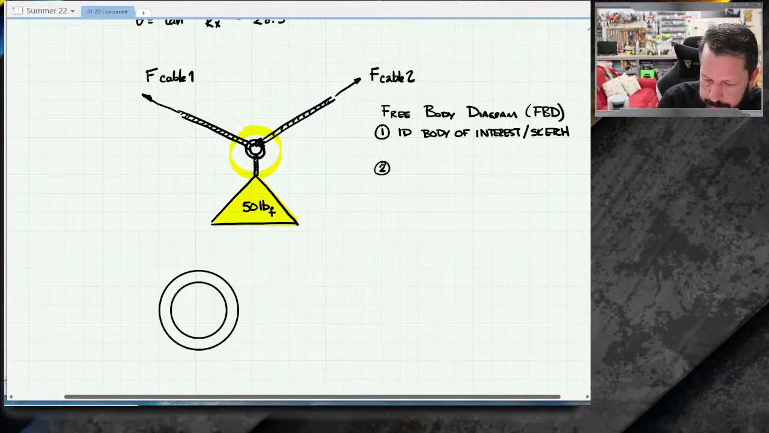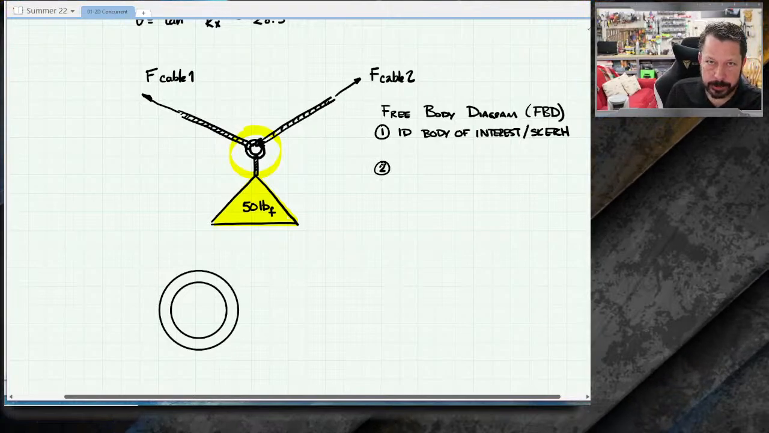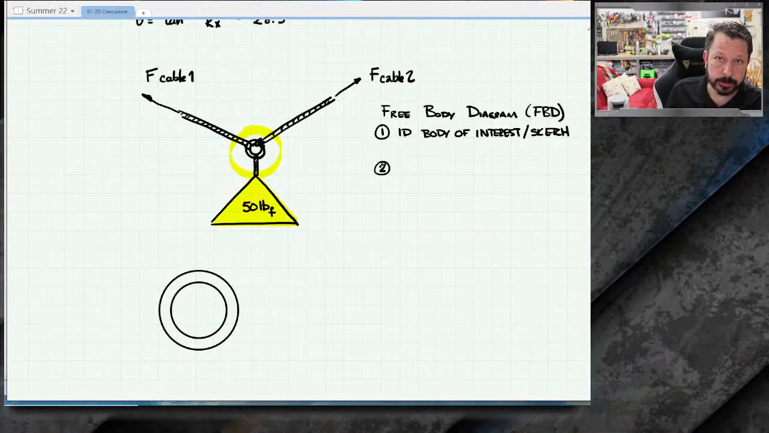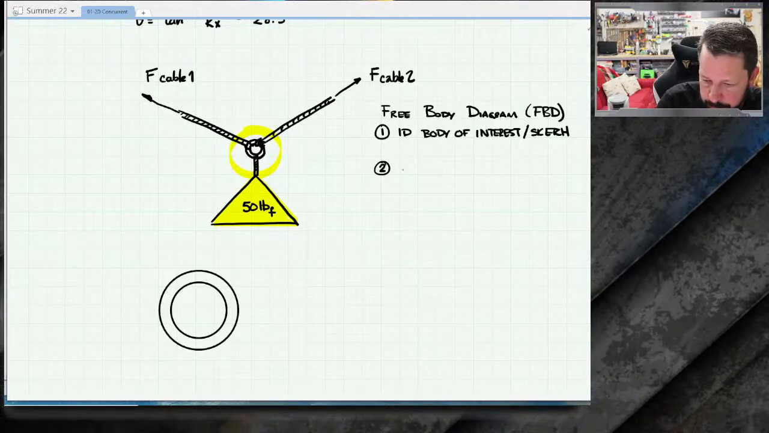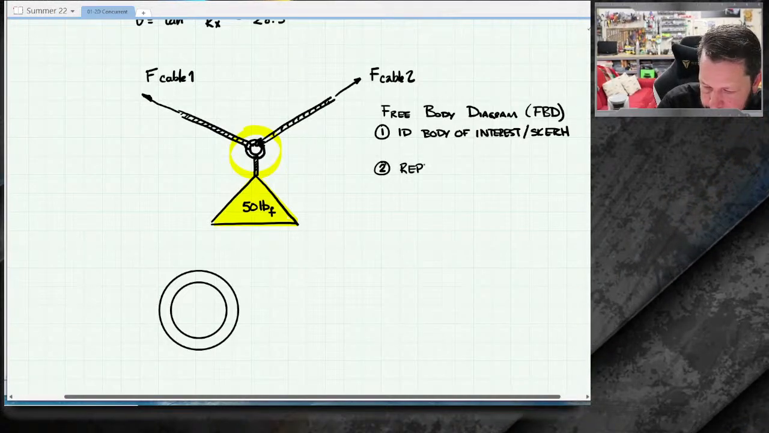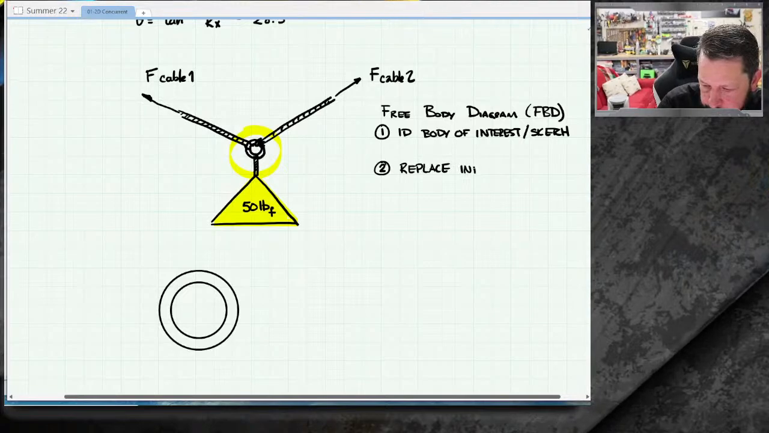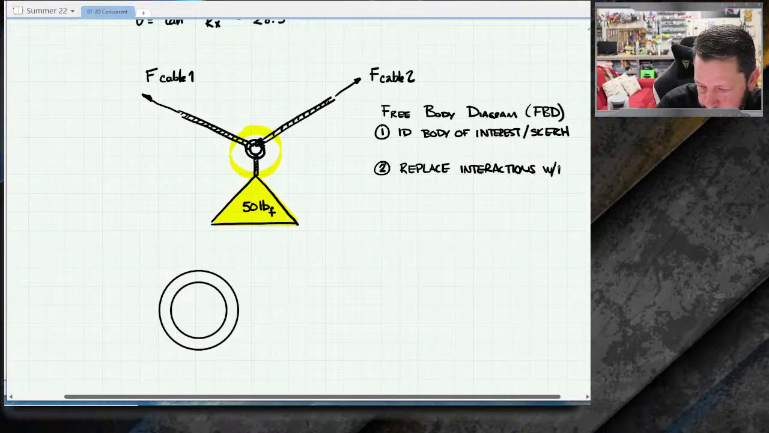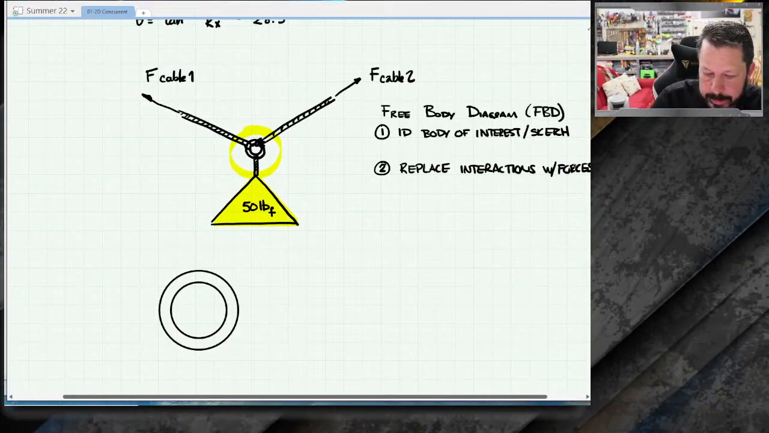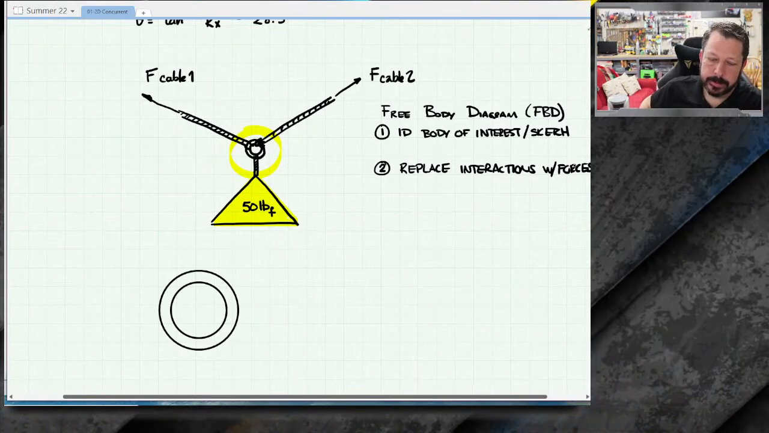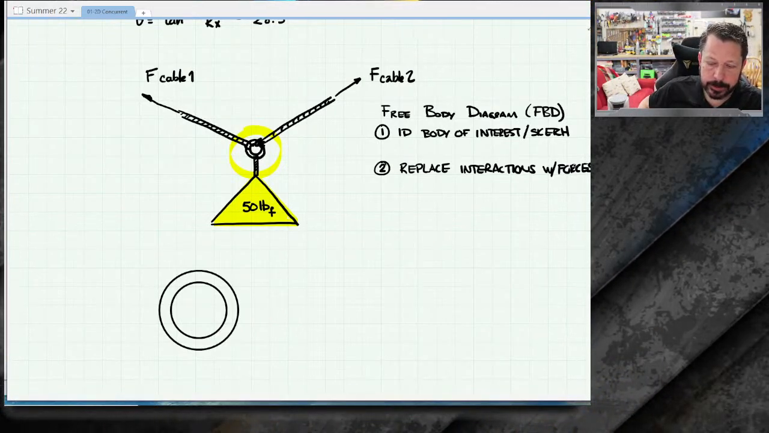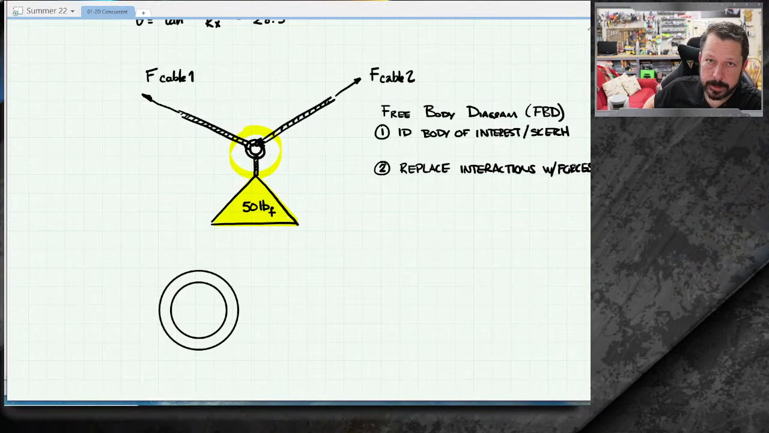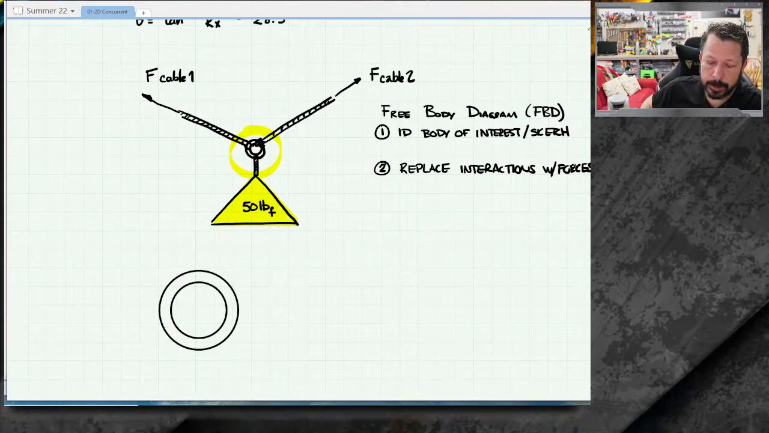Step 2 is we need to replace all of the interactions with forces. So all these ropes that were on this ring, we need to replace those ropes with the force in the rope. So step 2 is replace any interactions with forces. Now it could be that the weight of the ring, for instance, is pretty small compared to everything else going on, the 50-pound weight it's holding up and all that. So it could be that some of these you could just ignore. I'm going to ignore how much the ring itself weighs.